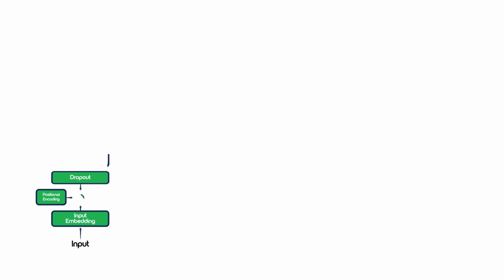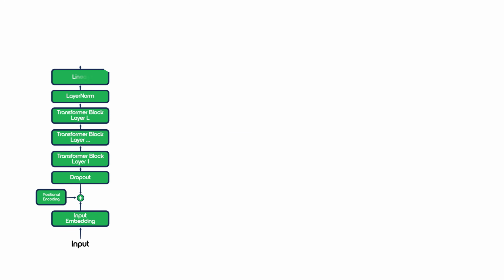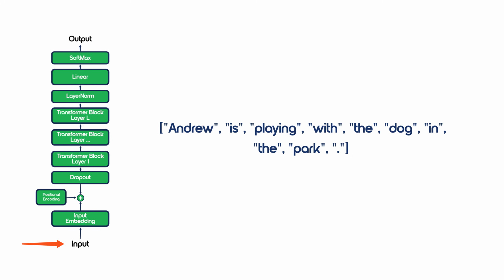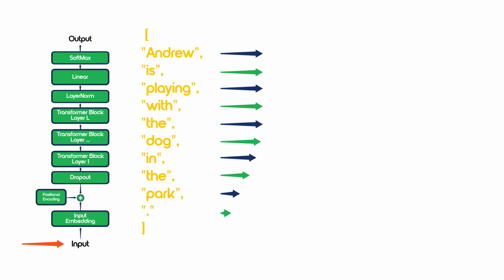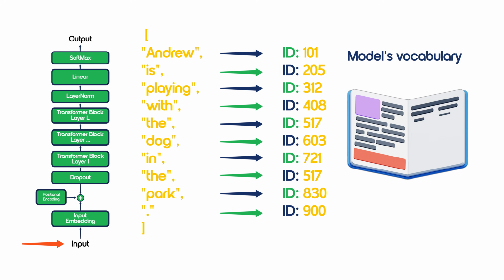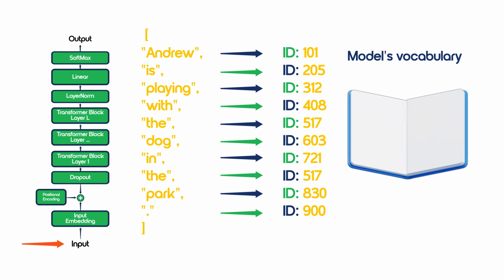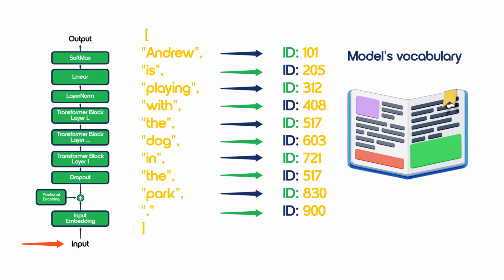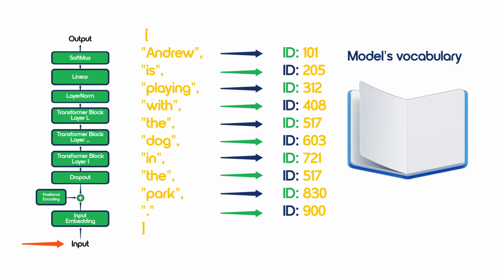Now, let's get back to our architecture and see how GPT really works under the hood. In the first step, we take the raw input text and tokenize it, breaking the sentence into smaller units called tokens, which can be whole words or subwords. Andrew is playing with the dog in the park. Each token is mapped to a unique ID number, integer, from the model's vocabulary. The word Andrew has the ID 101. The word is has the ID 205, and so on.